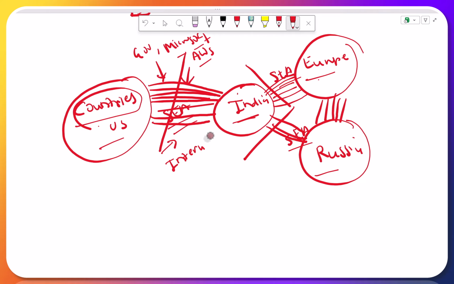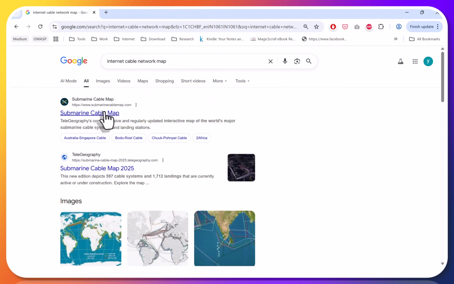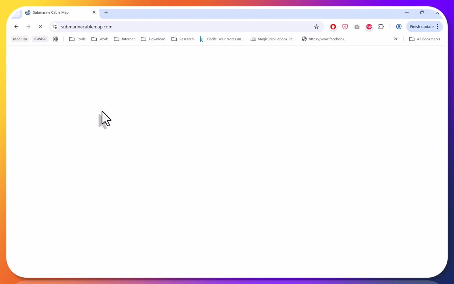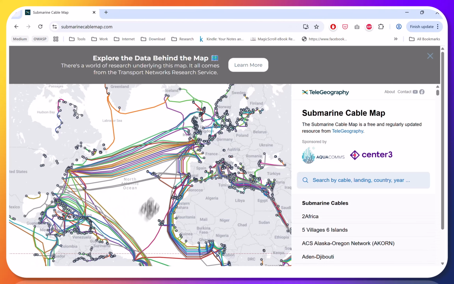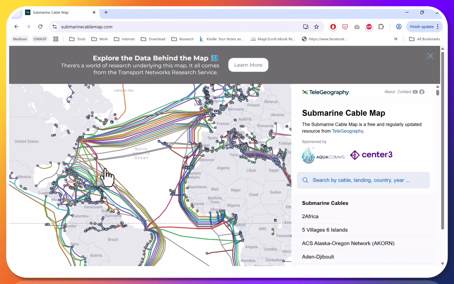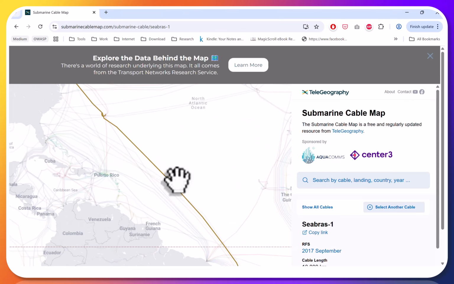Okay, so there is a map which will actually show you how the internet networks are laid from country to country. I will add that for your reference in the video. You can just search for internet cable network map, right? Just click on the first link. So this is how the cables are running. You can get more information about these cables. You might get an idea of who owns these cables also.